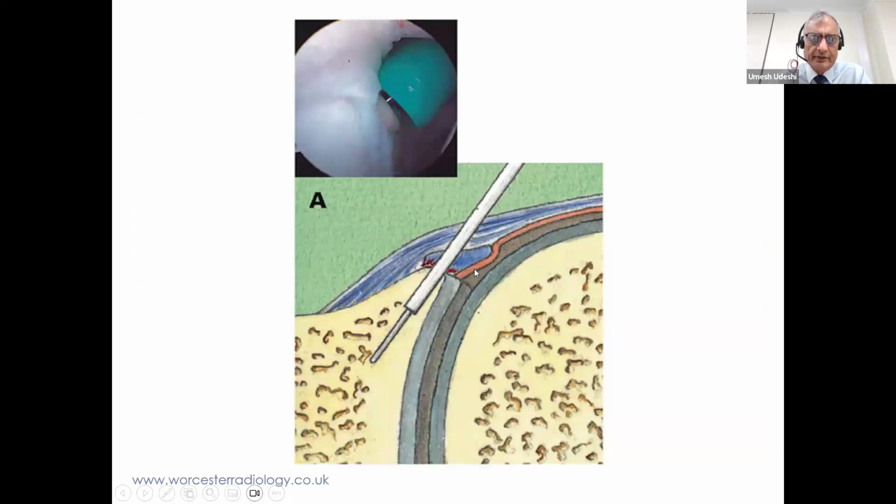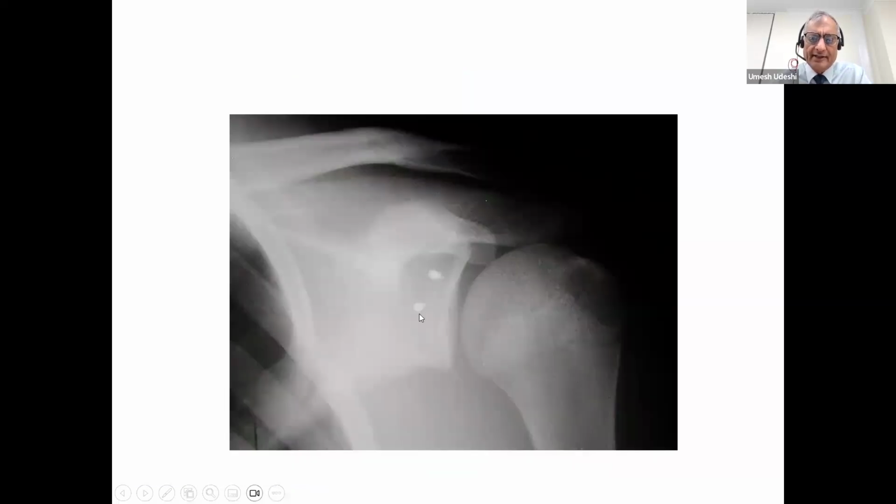And this is what they would do if they did find a labral tear, they'd try and attach it back. They fix it back to the bony glenoid. So you may see on the post-surgical radiographs little tacks like this where they've reattached the labrum to the bone. And on this radiograph here, you can see the Hill-Sachs defect, and you can see the repair of the labrum.